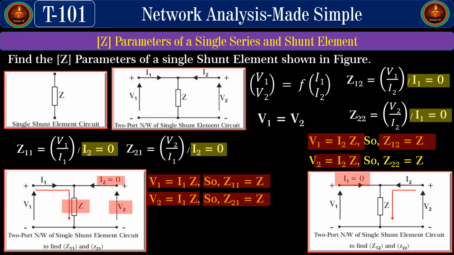So if you represent these in the form of a matrix, you get the Z parameters equal to Z, Z, Z and Z. So you found that in case of a single series element, all the parameters are undefined, and in the case of a shunt element of Z ohm, all the parameters are equal to Z ohm. This you have to understand.